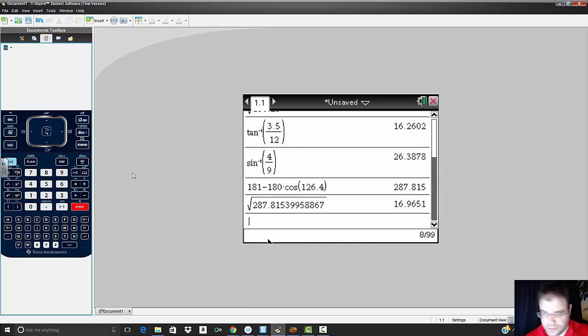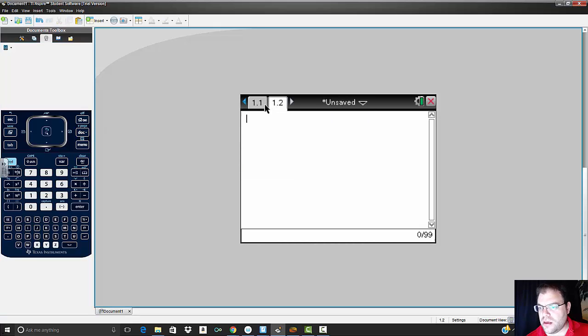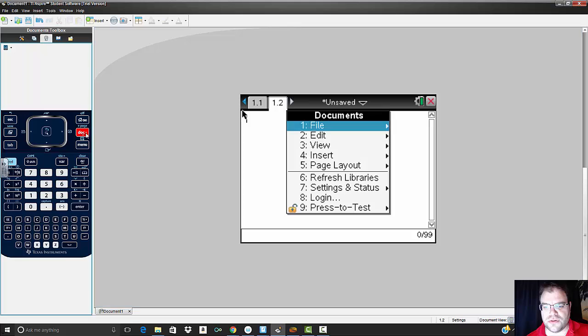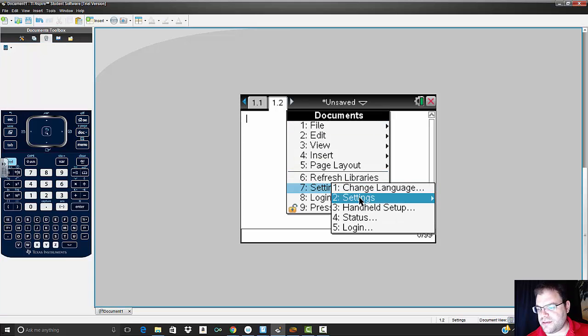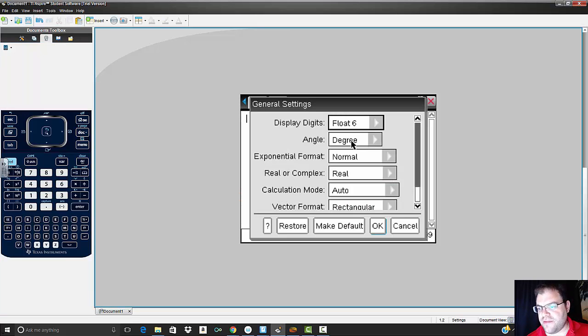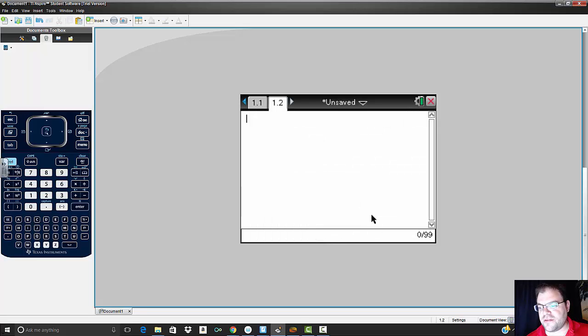All right. So let's go ahead and do that. First thing you should check here, I'm going to make a new page here. And the first thing I definitely want to check, before you do anything, is to go to Doc and check my settings and make sure that I have this in degree mode, because if I don't, it's going to be quite unfortunate because my answers will start to be way off.